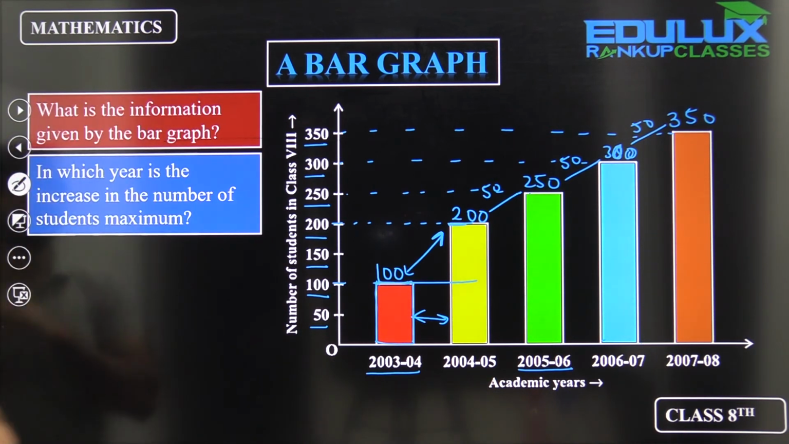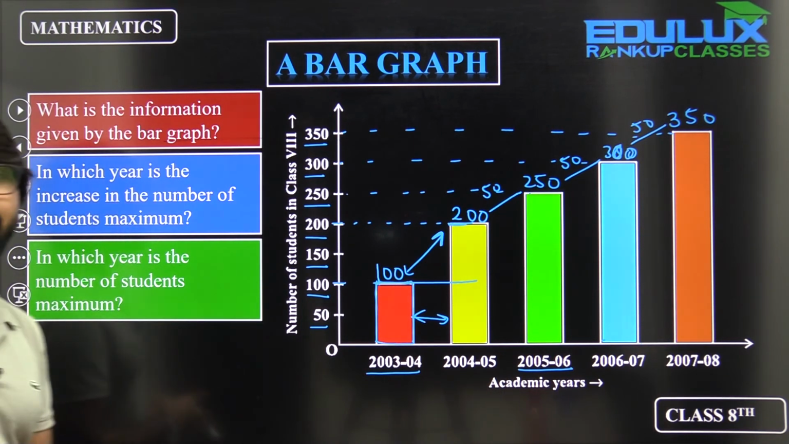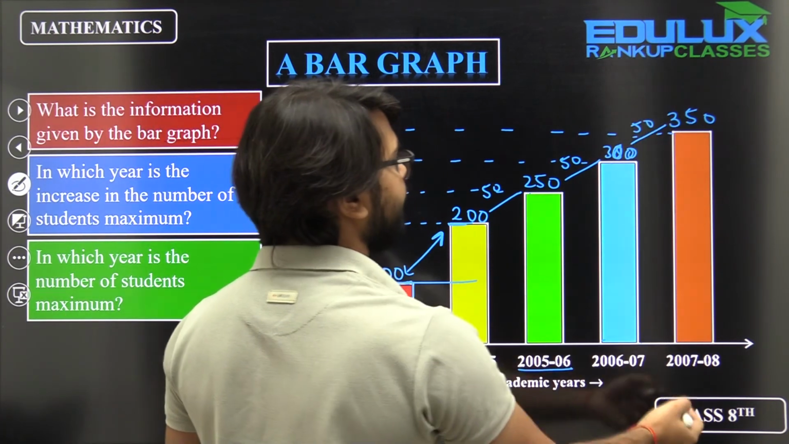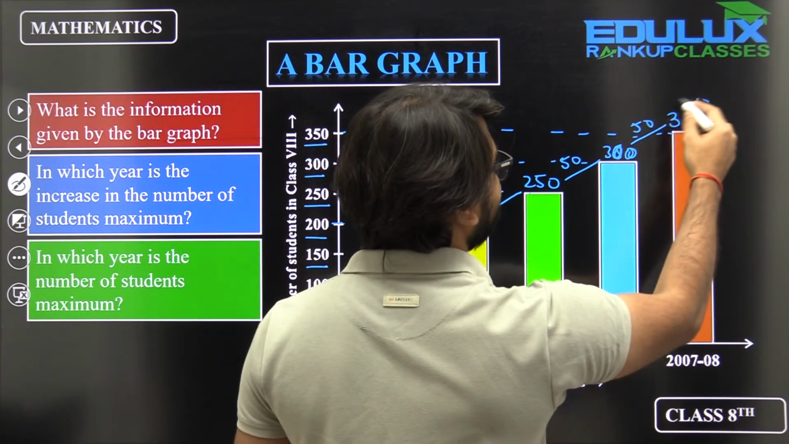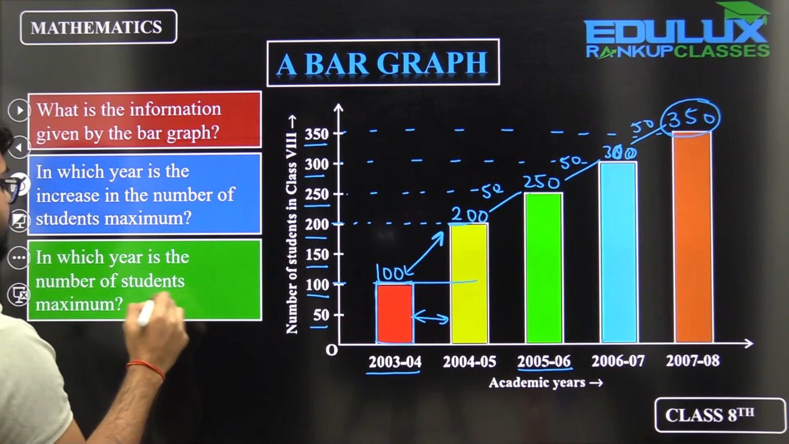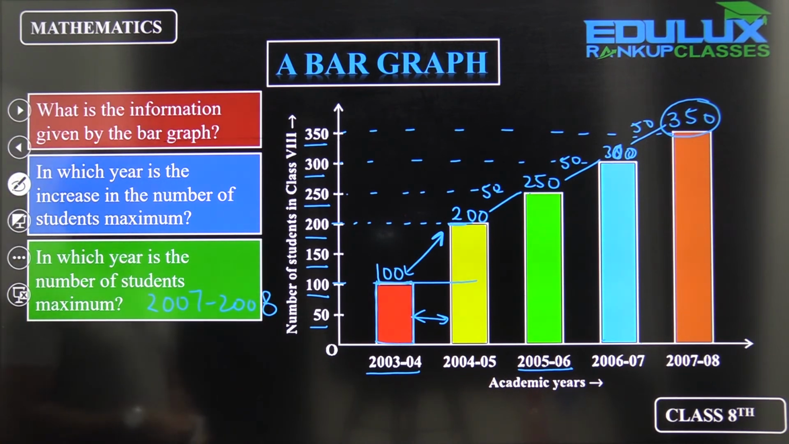Next question, students: in which year is the number of students maximum? आपसे पूछा है कि कौन से साल में number of students was maximum. So we can see the tallest bar graph is 350. So the answer is 350, and the year is 2007 to 2008, the year in which the number of students was maximum.